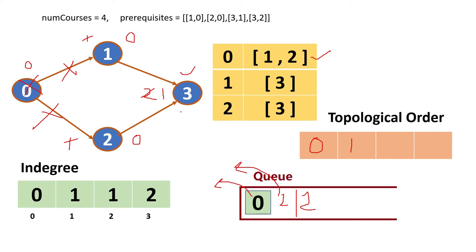And as we can see here, there is no node which has in degree value as 0. Then you have to simply proceed. Next, 2 we have to dequeue. Then 2 we have to put it here.